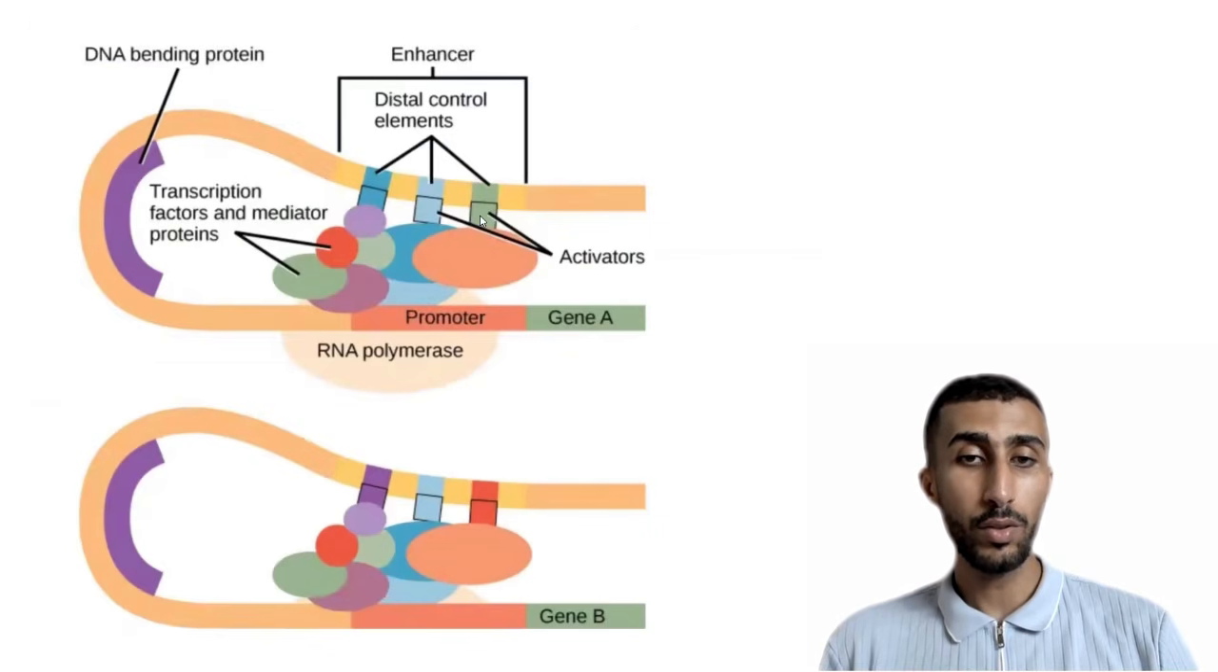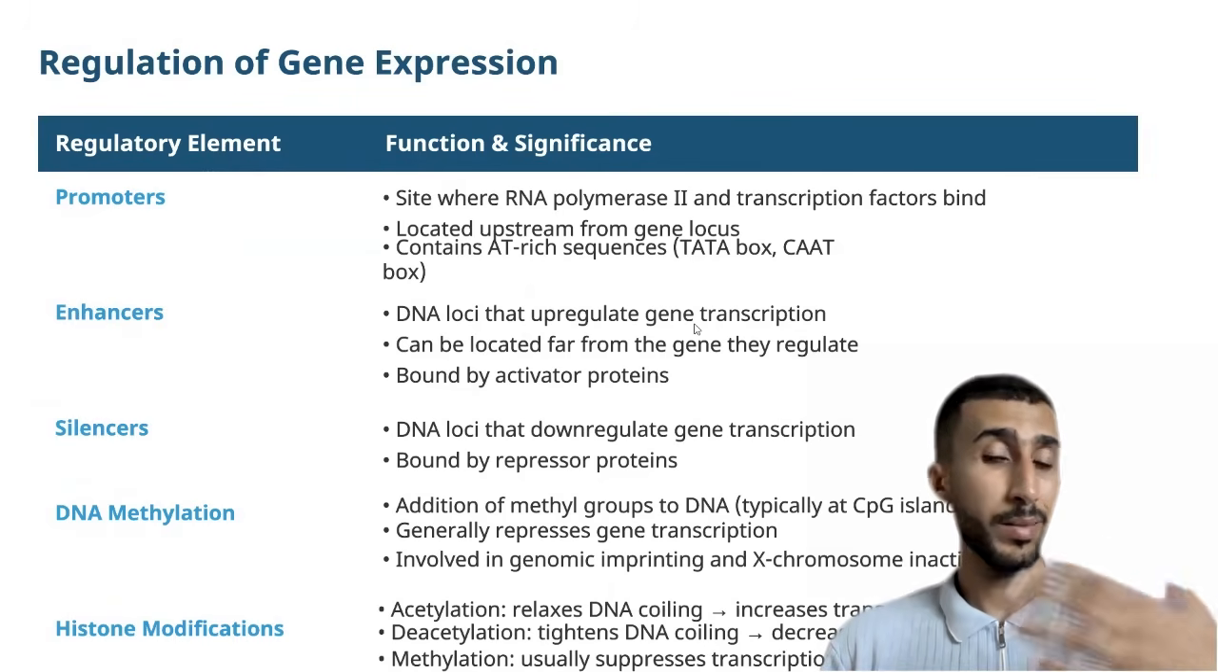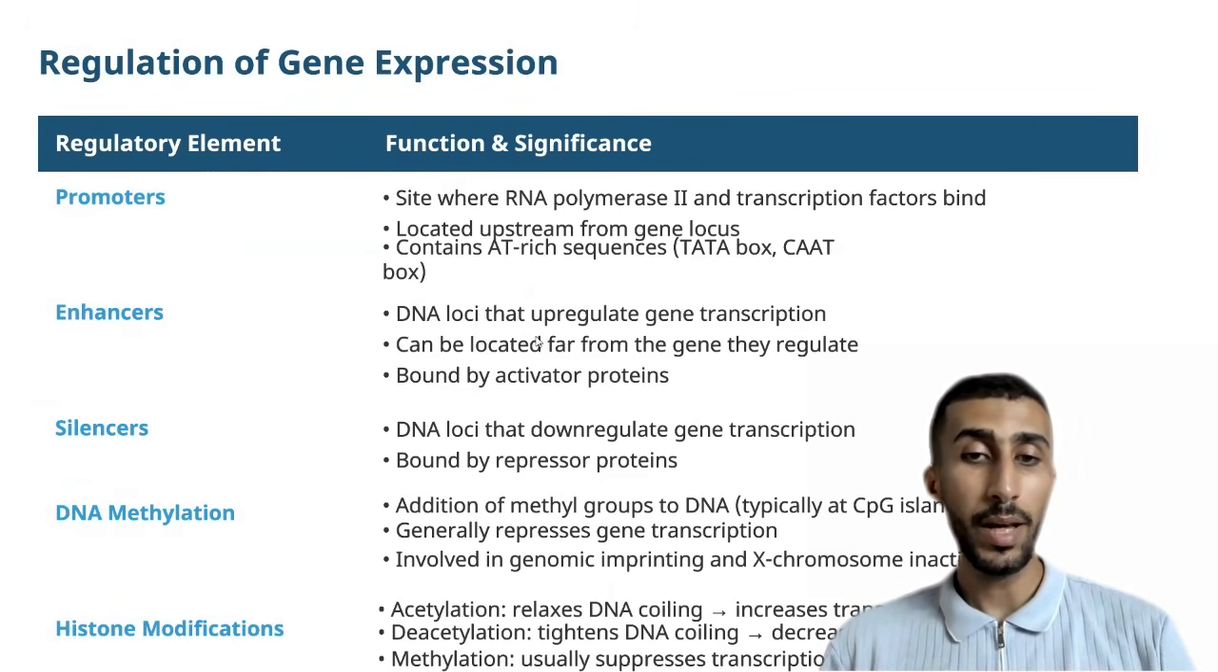These are the activator proteins that are going to bind to the enhancer region. So first you have to know they may be far away. Next, they are bound by activator proteins that affect maybe distant gene regions and enhance their transcription. And the silencers are DNA segments that downregulate, on the other hand, gene transcription. They are bound by repressor proteins.